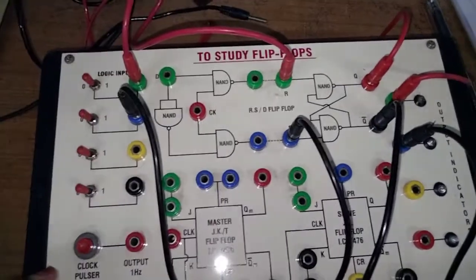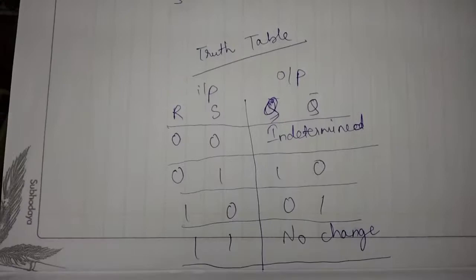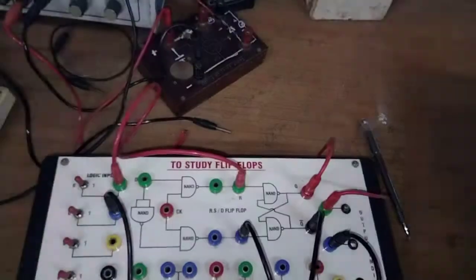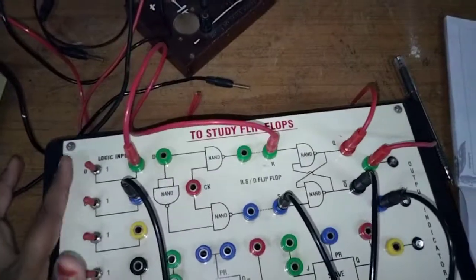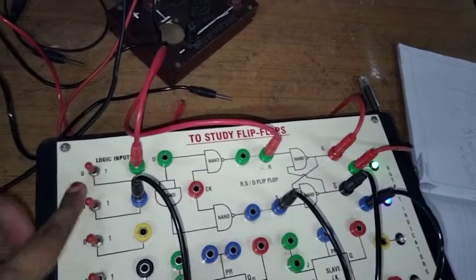First of all, I told you that for 0, 0 it is indeterminate. So let us see what will happen for 0, 0. See, I am switching on. When both switches are down, we are getting 0, 0.